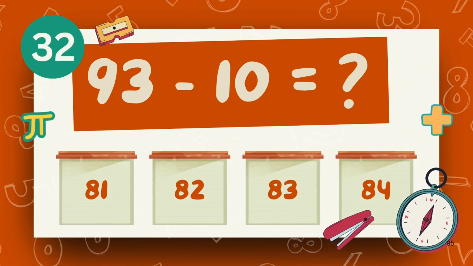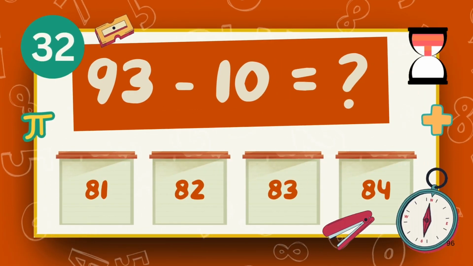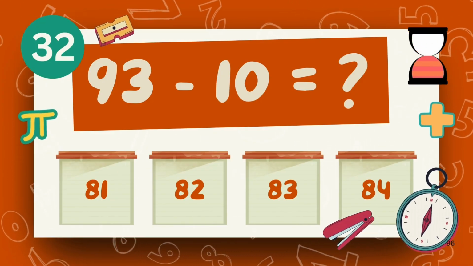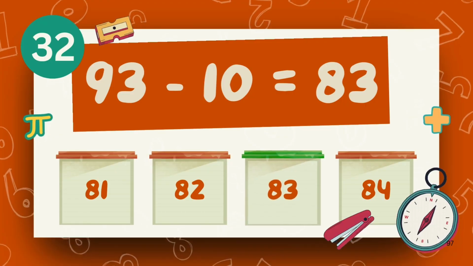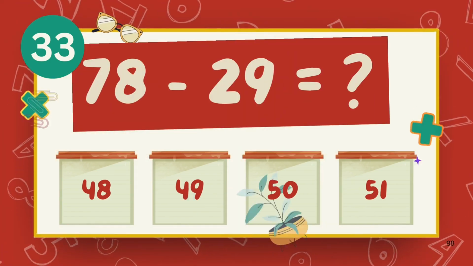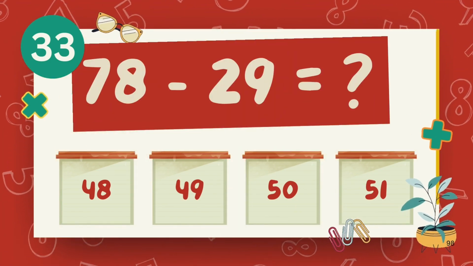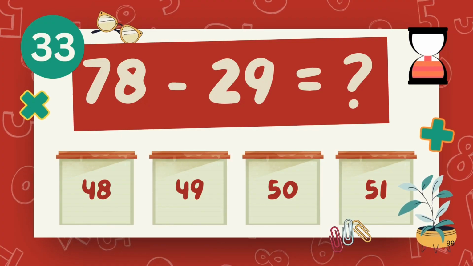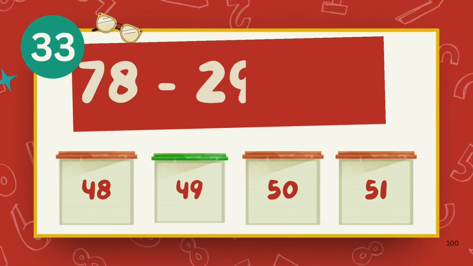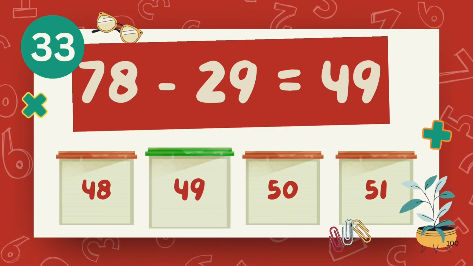What is 93 minus 10? The answer is 83. What is 78 minus 29? The answer is 49.